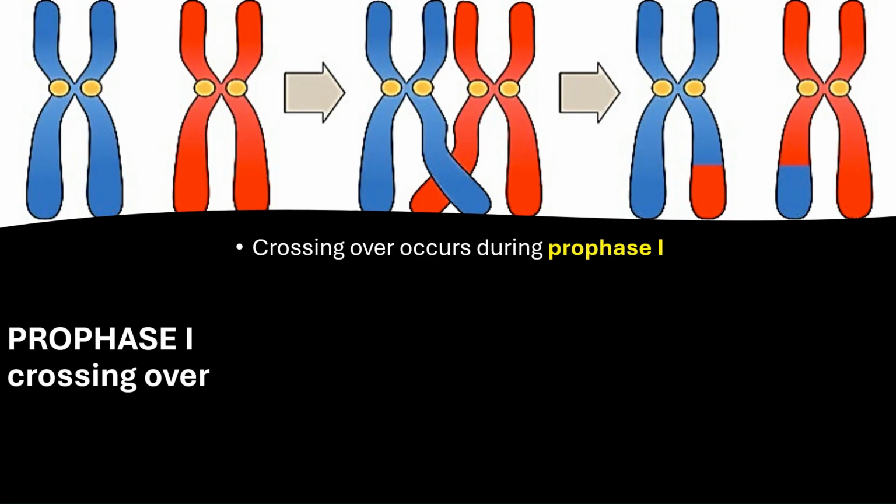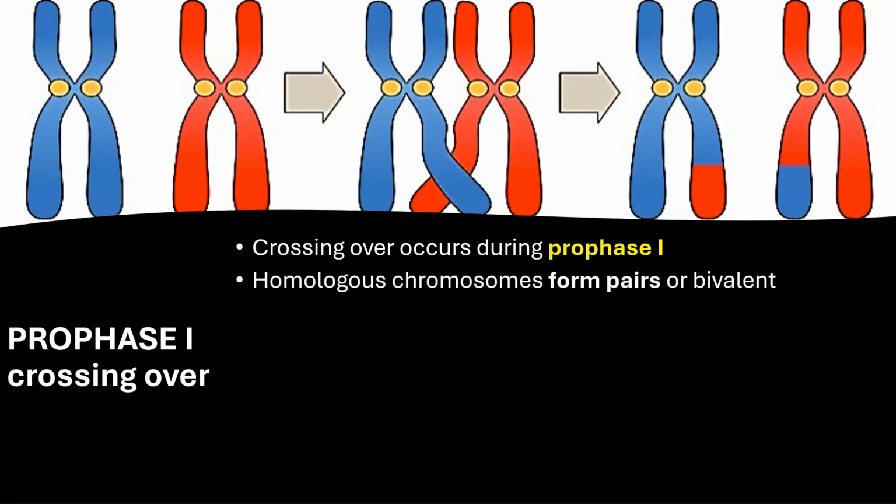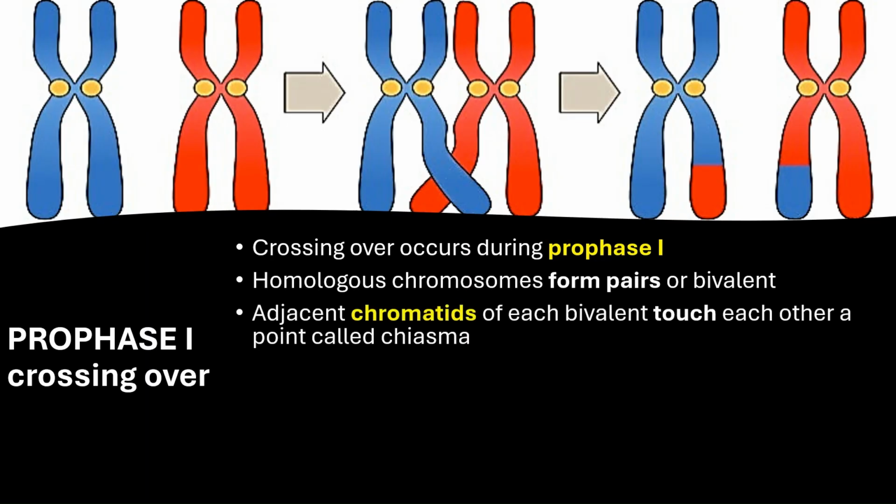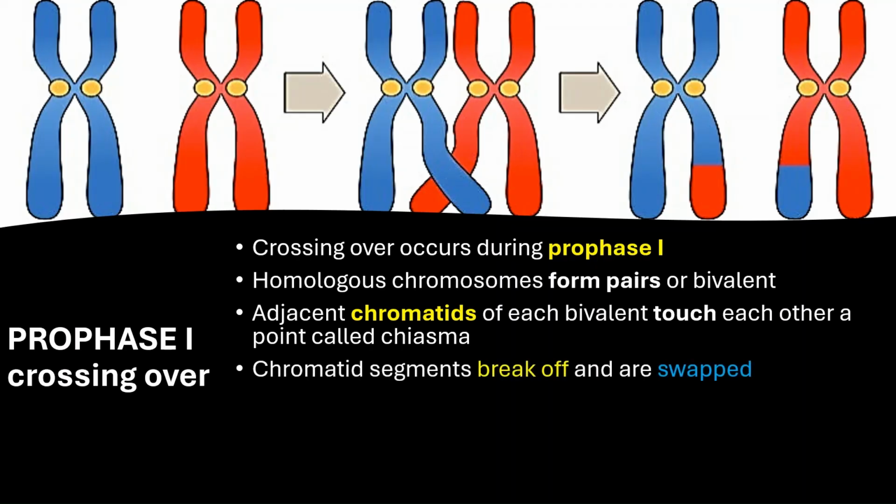It occurs during Prophase I, and homologous chromosomes form pairs or bivalents, that is, they stand side by side, and then adjacent chromatids of each bivalent touch each other at a point called a chiasma. Like you see in the second display, the first one, the chromosomes are standing side by side. The second one, the chromosomes have overlapped. The point of overlap or the point where they touch is what is called chiasma. And they do so that chromatid segments can break off and then they are swapped.